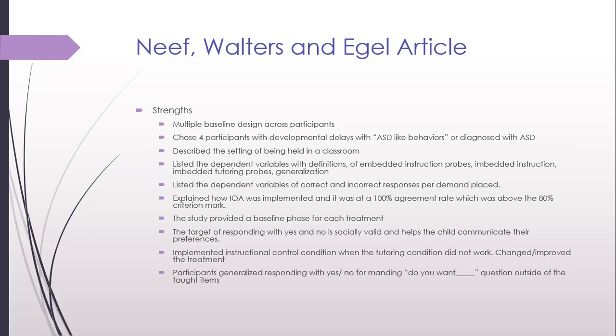It explained how IOA was implemented and it was at a 100% agreement rate, which was above the 80% criterion mark. And the study provided a baseline phase for each treatment. The target of responding with a yes and no is socially valid because it helps the children communicate their preferences.